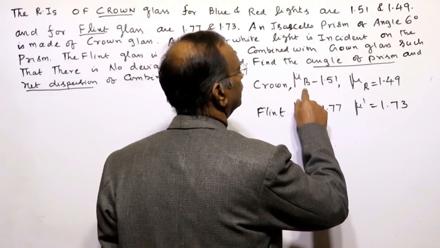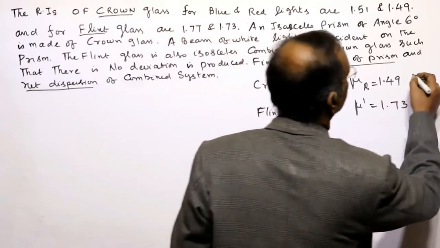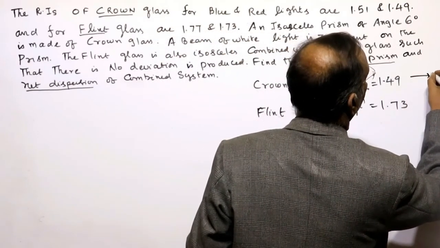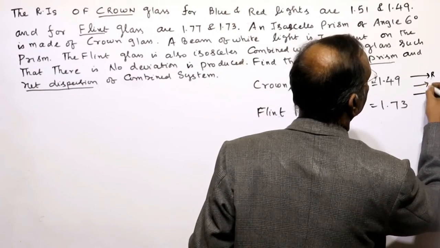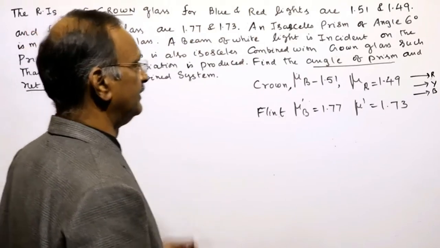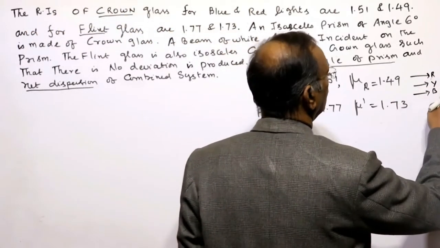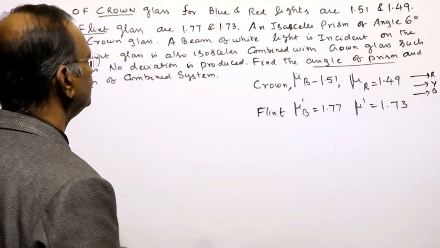taken the refractive index of blue and the refractive index of red. This is for red, this is for blue, and this is yellow. Out of all 7 colors, he has given the refractive index of red and blue. So the mean refractive index is for yellow color.